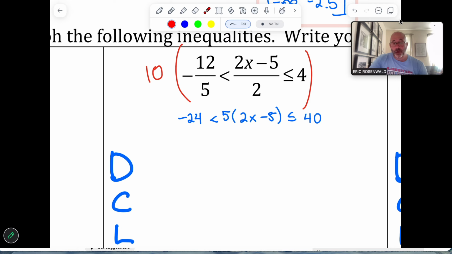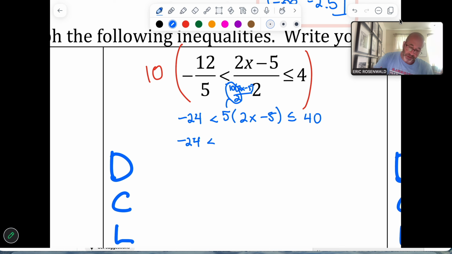Okay. To go back to this part here, I want to make sure I'm clear on this. This 10, when it gets distributed here, we end up with a 10 times 2x minus 5 over 2. And that 10 divided by 2 is what gives us that 5 that's right there. Okay. All right, from here, distribute. We have negative 24 less than 10x minus 25 is less than or equal to 40.